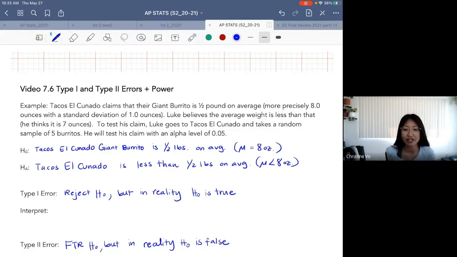And then the alternative is less than that. So the type 1 error ideally is that I concluded that I rejected the null hypothesis, but in reality, that is true. So in terms of interpretation, I would write something along the lines of, we concluded that the giant burrito was less than 8 ounces, but in actuality, they were 8 ounces. So we may have caused them to lose customers, and that could have been my ramification, consequences for that. So let me just write that down.